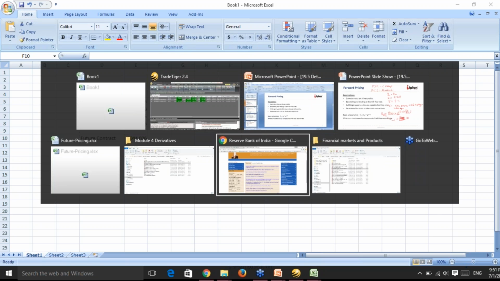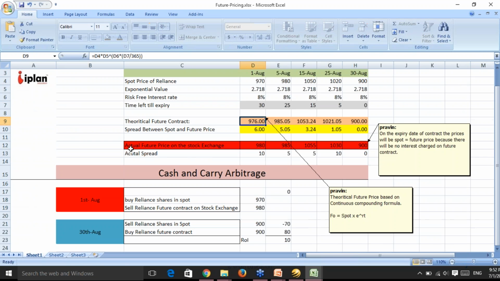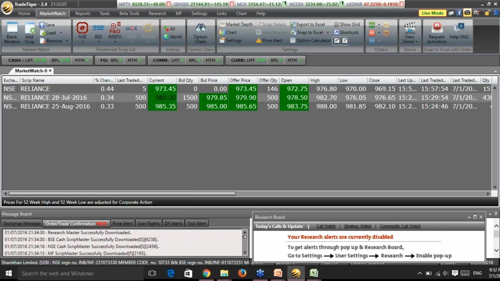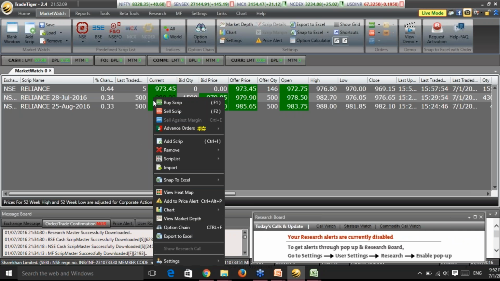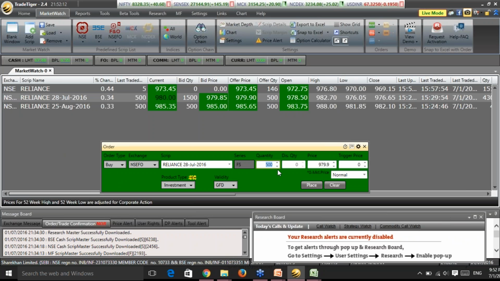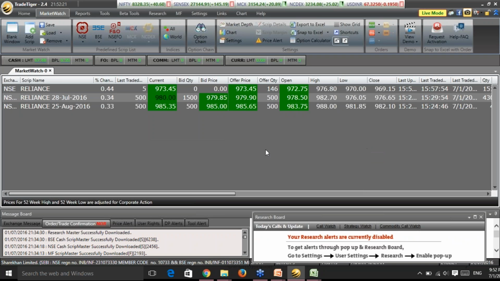Now, the example we took here: buying Reliance share in the spot and selling a future contract. Remember, the numbers should be the same, the 500 shares and the lot size. The lot size here is 500 shares, look at here. So the minimum lot size is 500 shares. This is the quantity. So for a future contract, you should have share holdings in your demat account of minimum 500 Reliance shares. So make it equal, the quantity has to be the same.